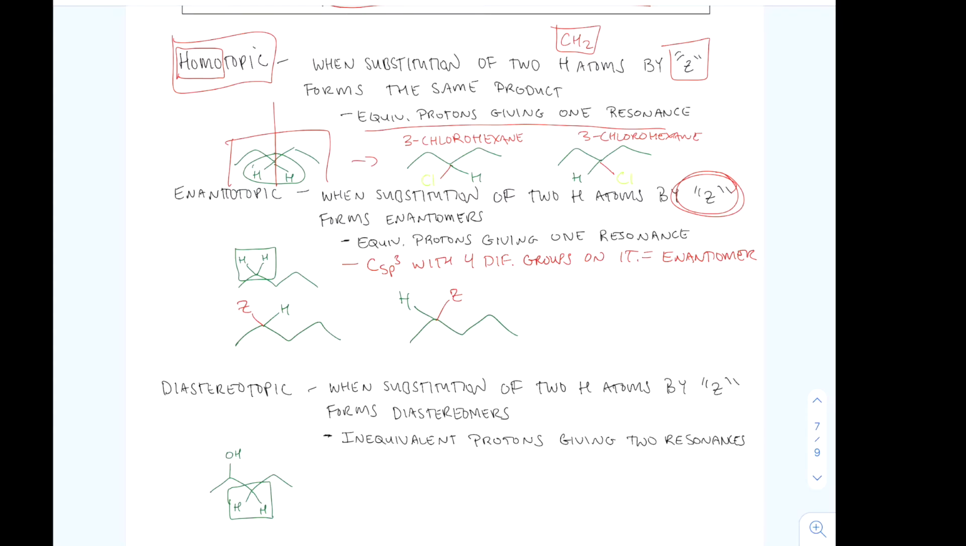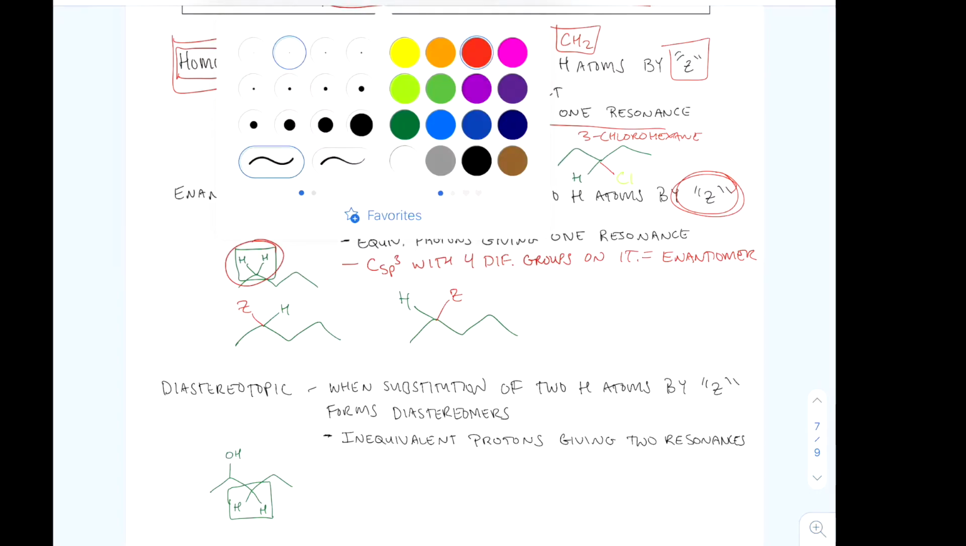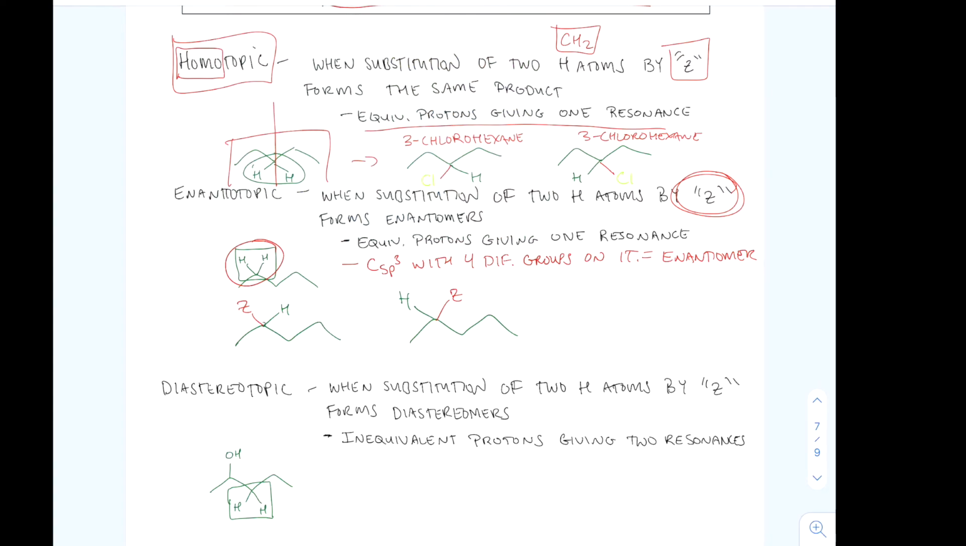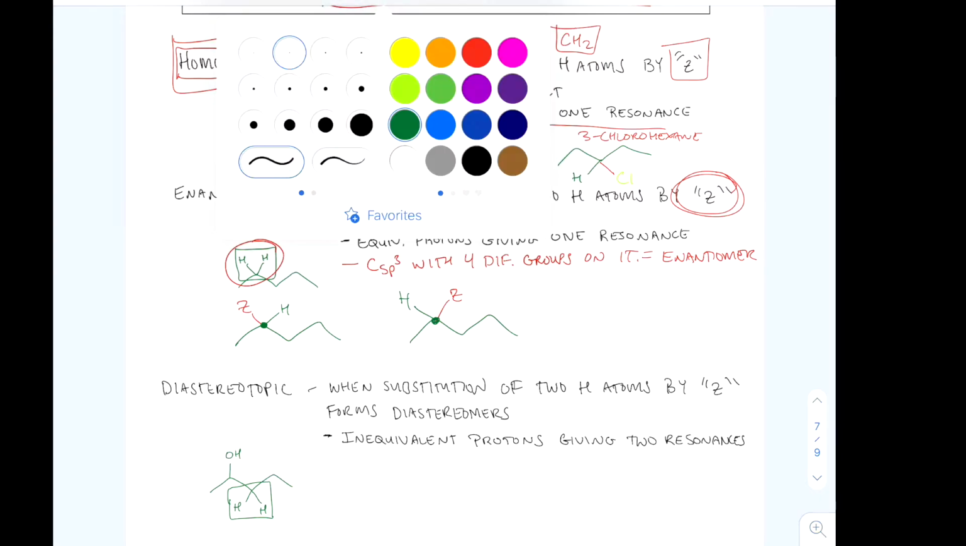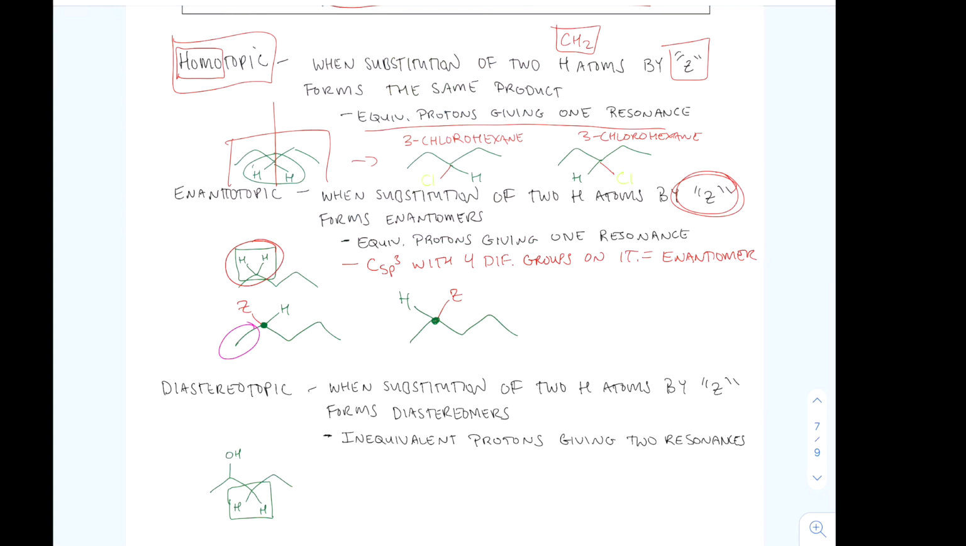Now what we have here is enantiotopic protons by definition. The way we can see this is if we look at this particular carbon on both molecules: on the left we have a methyl, and on the right we have a propyl group. Remember I was saying you can view these as substituents. Then we also have a Z and a hydrogen. So those are definitely 4 different groups, right? And so by definition, they should be enantiomers.